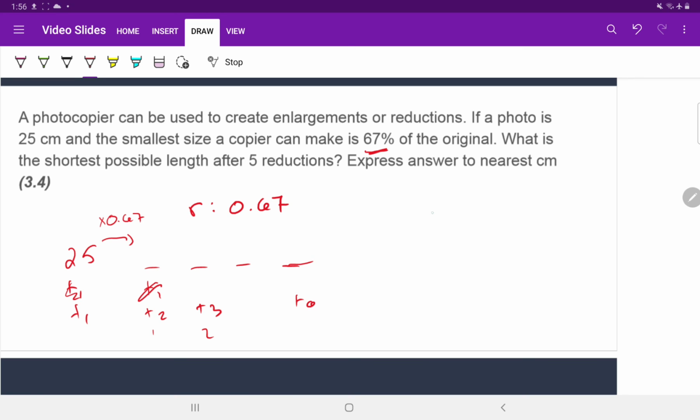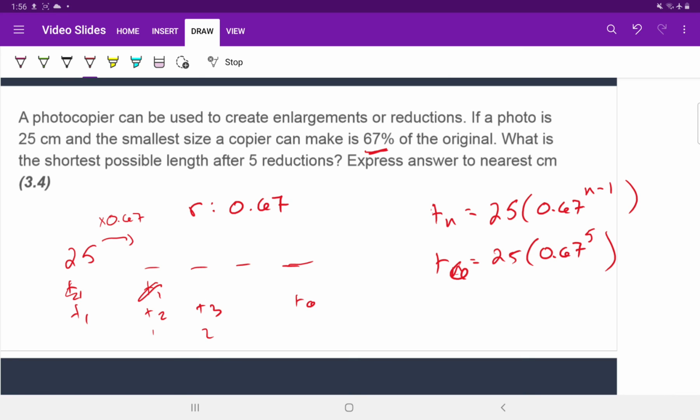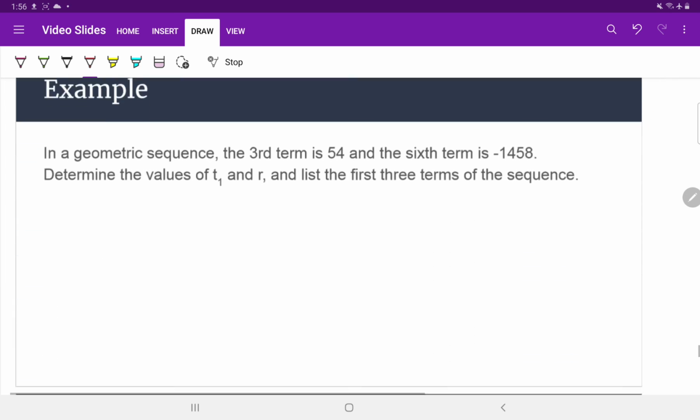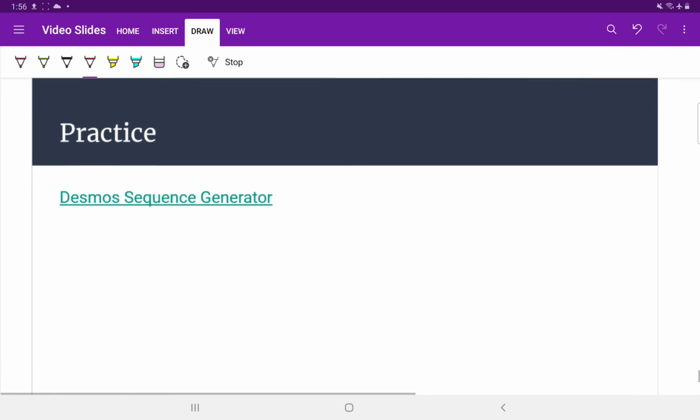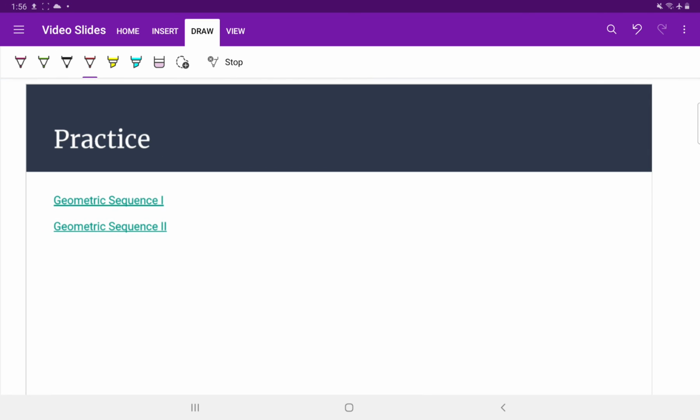So I'll write this as Tn is equal to 25 times 0.67 to the n minus 1, and this is going to be term 6 I care about, so to the 5th power, because I want 5 reductions. So 0.67 raised to the 5th power times 25 gives me approximately 3.4 centimeters. Very cool. We did an example like that already, and we got some practice. Okay, so that's it for this video, and I'll see you guys in the next one when we do series.